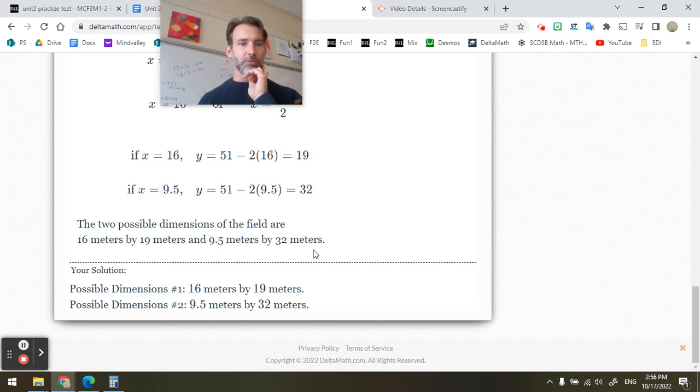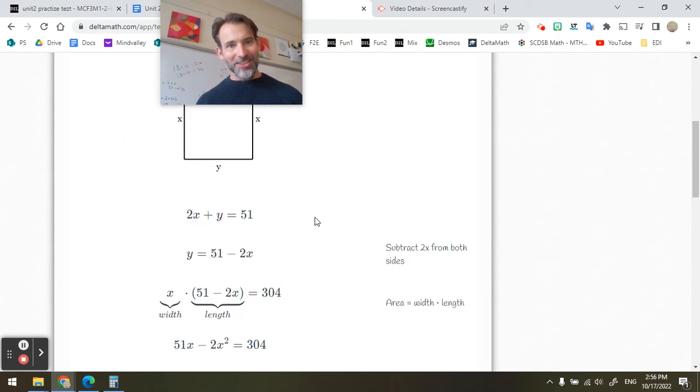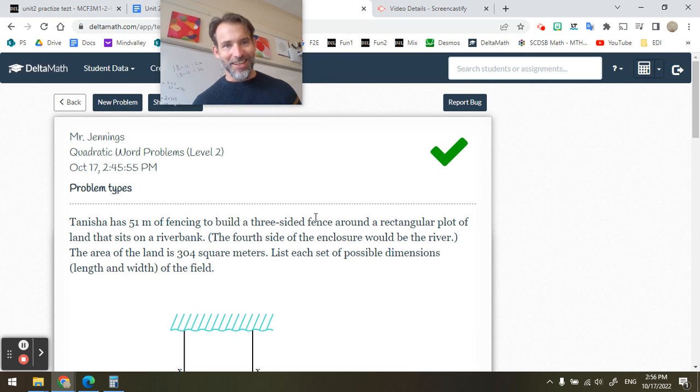Okay, so the two possible dimensions are those. Great. So that's a more challenging problem type for you to chew on at the end of this Delta Math assignment. Any questions, hit me up by email.